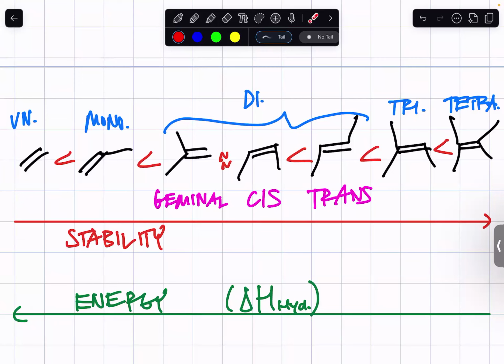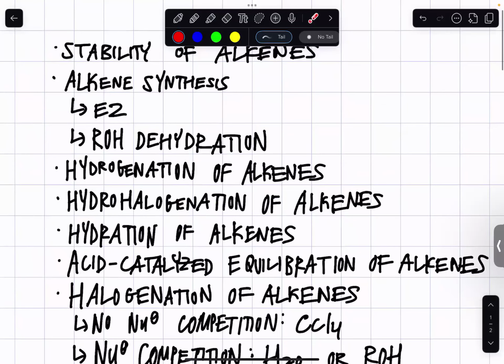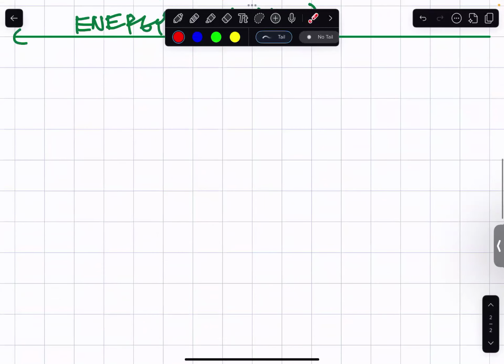When it talks about energy, I'm just confused on what it means. Yeah, that will come more into play when we talk about the first reaction here, hydrogenation. Okay, we could go into that here.